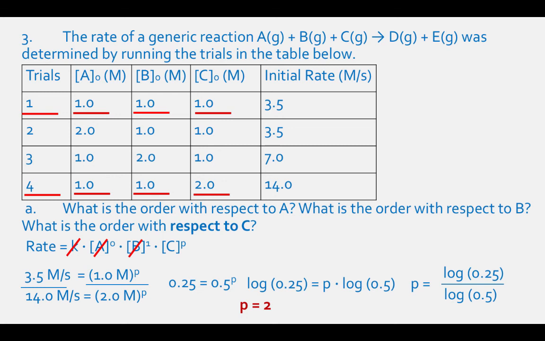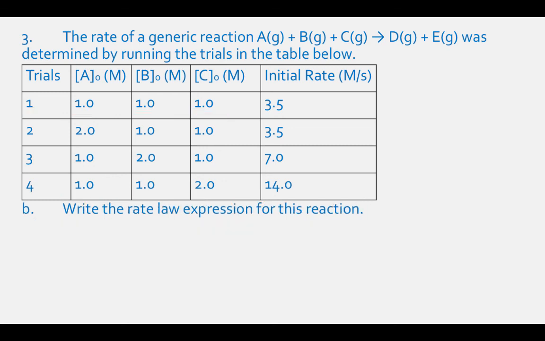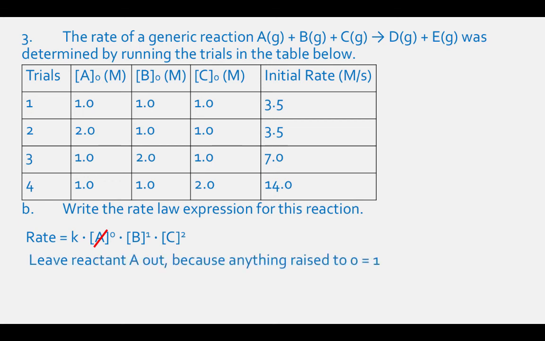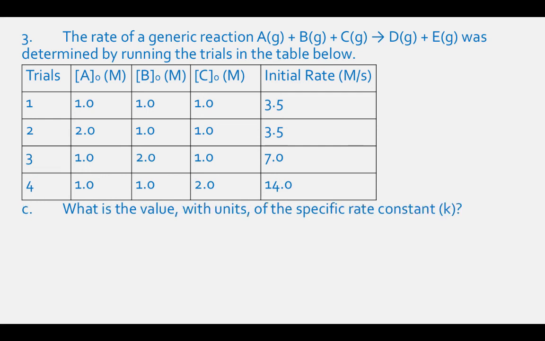For letter B, to write the rate law expression, we can leave the reactant A out completely because anything raised to 0 will equal 1. The rate law expression will be rate equals K, the rate constant, times the concentration of B times the concentration of C squared.